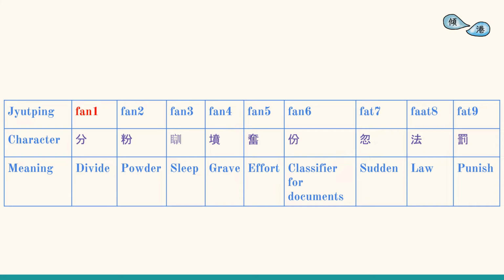Fun, fun, fun, fun, fun, fun, fut, fat, fut. The syllables are different for tones 7, 8, and 9. We will further explain the reason in the next video. Did you see how different the meanings become with just changing the tone?